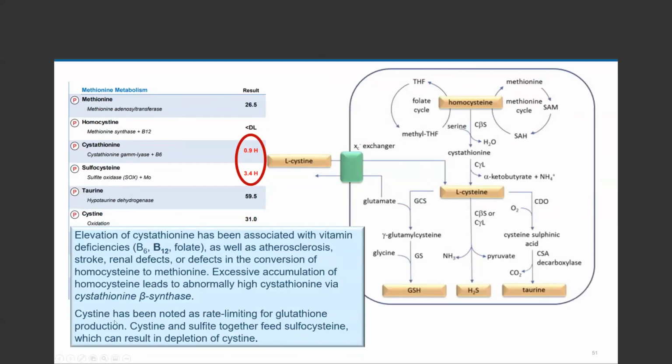And then cysteine. It has been noted as a rate-limiting marker for glutathione production. So cysteine and sulfate together feed sulfocysteine, and sulfocysteine going up can actually deplete cysteine. So you'll see here that cysteine comes through, and then cysteine is going to feed it, but every time it comes in, glutamic acid or glutamate has to go out.